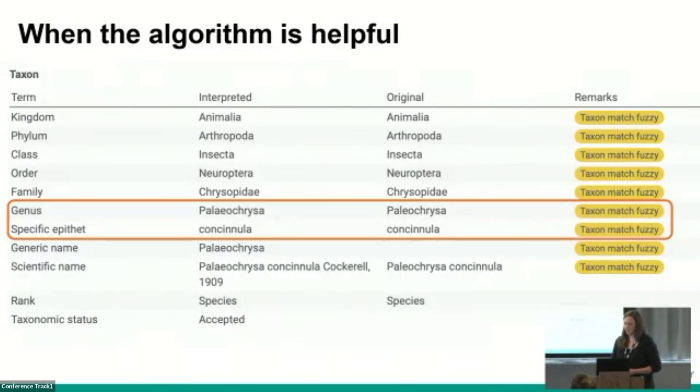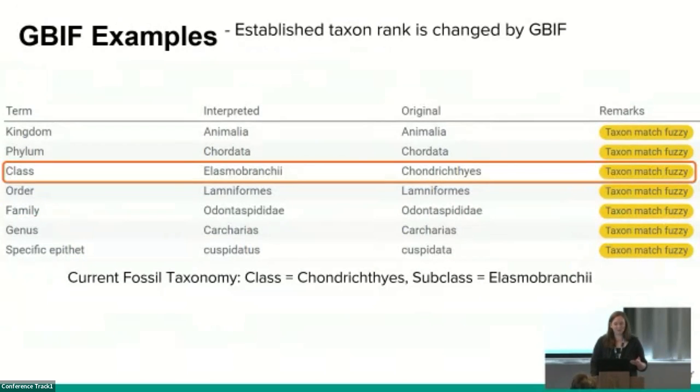And sometimes that is very helpful. In this case, you can see that the genus, a misspelling was caught, and in the species, a name variation was changed. But the range of the interpretations can be very variable. And sometimes they do make changes that maybe aren't as good, or possibly incorrect, or highlight some very important conflicts in the taxonomic information that we're able to manage.